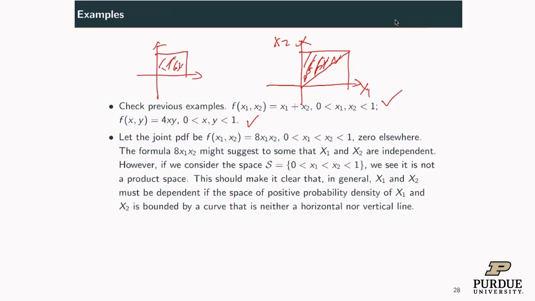The triangle is not a rectangle shape. If we consider the support space, it's not a product space. This should make it clear that in general, x1, x2 must be dependent if the space of positive probability density is bounded by a curve that is neither a horizontal nor a vertical line. So this is not a rectangle shape, so it must be dependent.